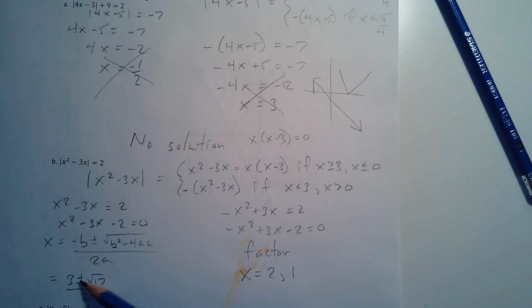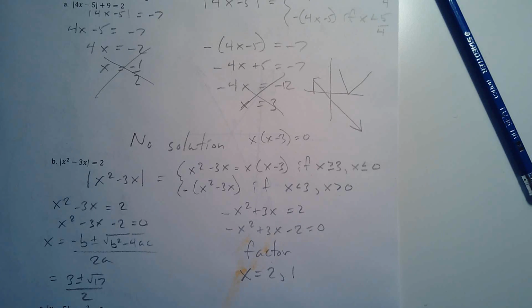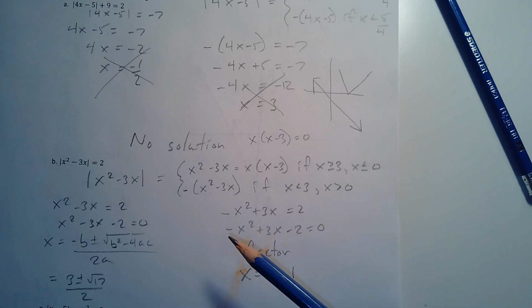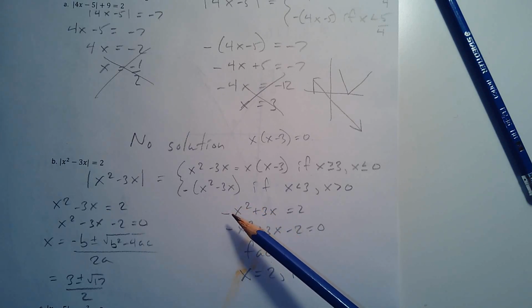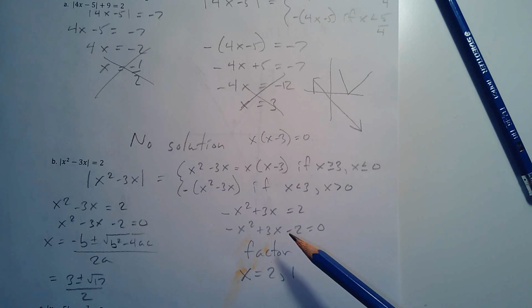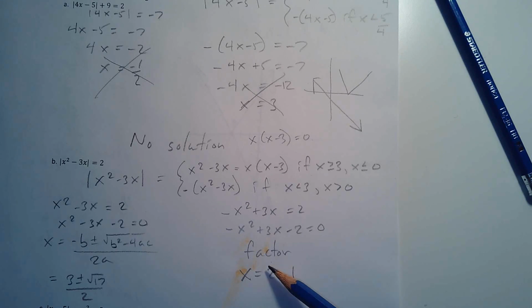If you take the 3 plus root 17 over 2, that's going to be bigger than 3, so that works. And if you take the 3 minus root 17 over 2, that'll be less than 0, so that one works. Okay, and then the second answer is taking this negative. So it's negative x squared plus 3x, because the negative times the negative, equal to 2. Move that over here. You can factor this one out, and it gives you two answers, 2 and 1. And so 2 is less than 3, and 1 is greater than 0. Okay, so it meets these two, so you have 4 answers here.